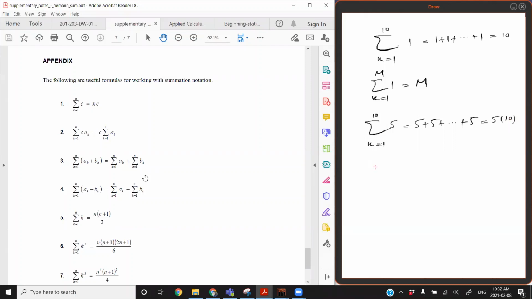So generally, if I have sigma k from 1 to n of any constant c, the answer is going to be c times n, or n times c. So that's the first formula here. This simply means that you're adding the constant c to itself n times, so you're going to get n times c.